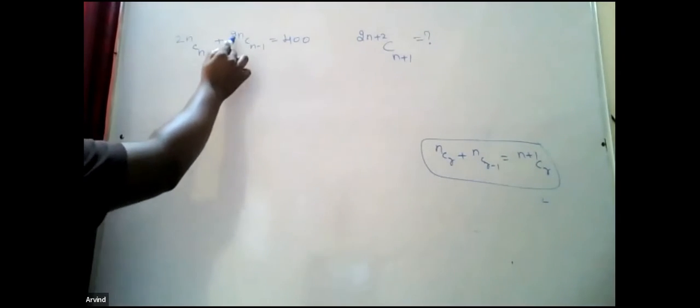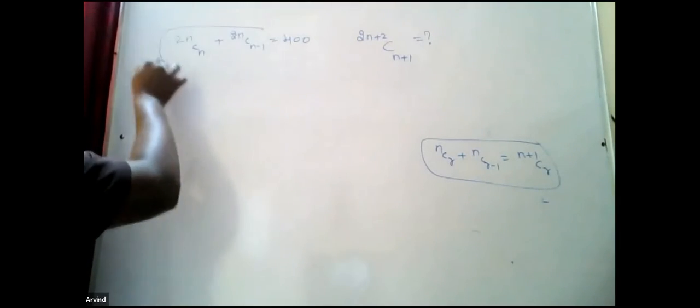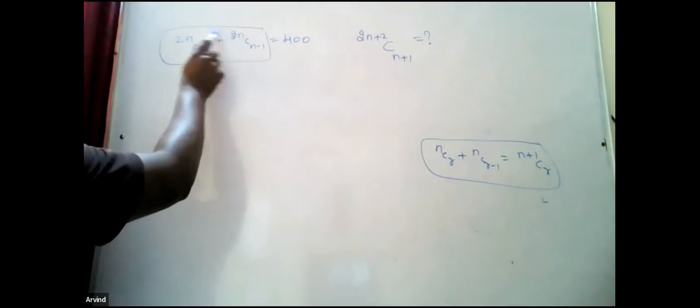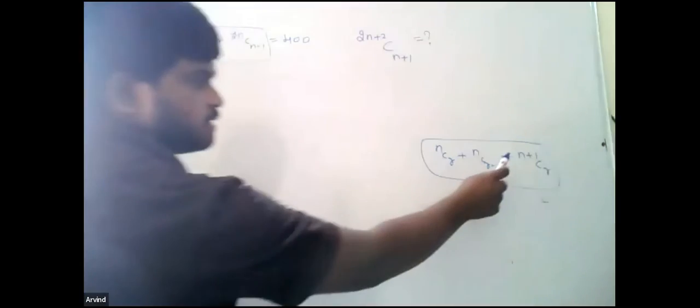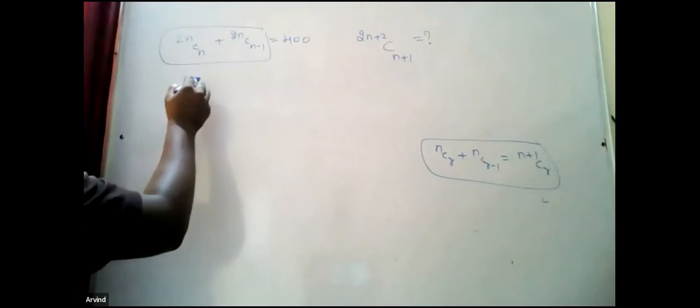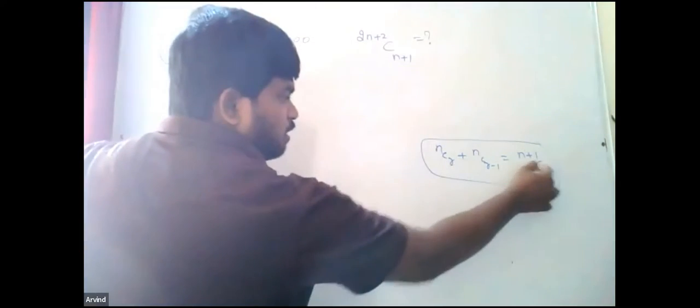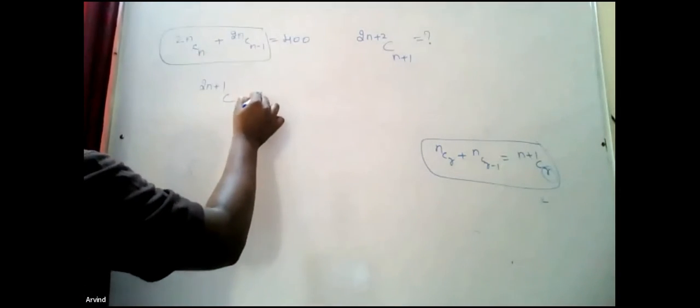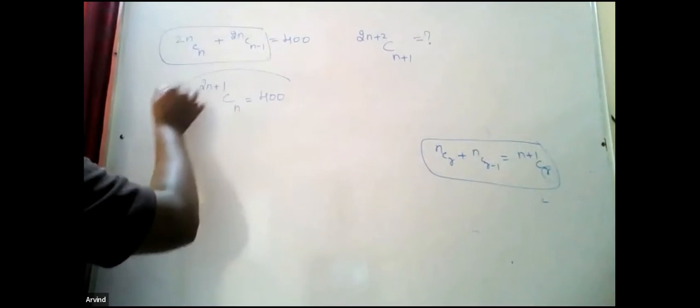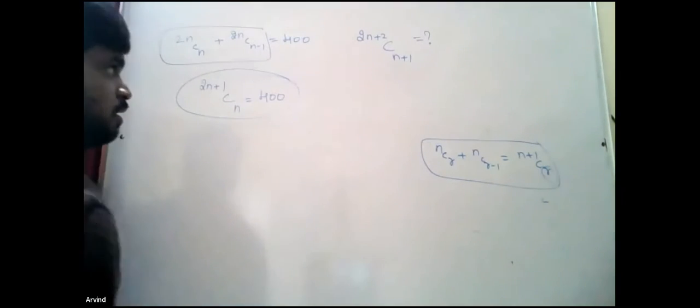So observe our question. 2nCn, 2nCn minus 1. What can I write this as using the formula? Observe the formula and compare it and tell me what we can write it as. Here n is the same, here there is n and here n minus 1, here there is r and here r minus 1. Therefore it can be written as n plus 1. So in place of n there is 2n, so 2n plus 1 Cr, and in place of r there is n. So we can simplify and write it like this. Correct?